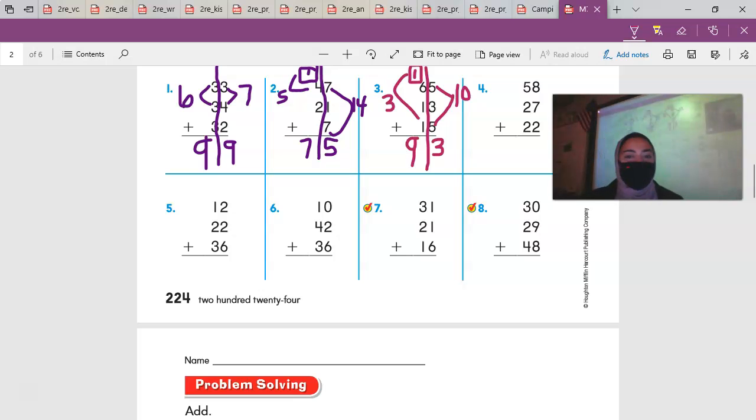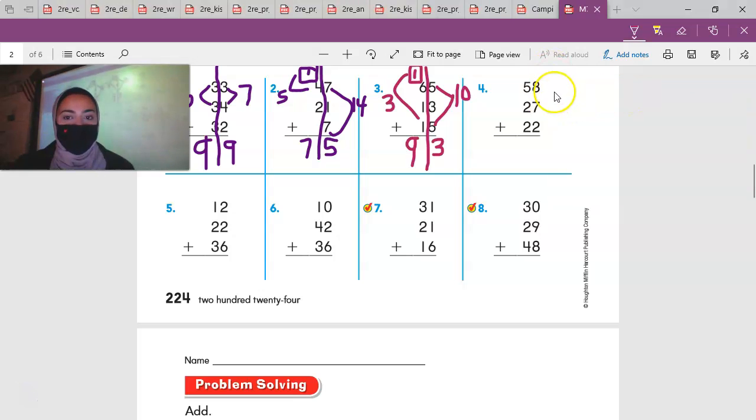Okay, so now I am going to ask you to do number 4, 5, 6, 7, and 8, and then we'll go back and check them in a minute. So let's look at number 4 together. You have to draw the division line, and then we ask ourselves, what is 8 plus 2? Or we can say, what is 8 plus 7? I'm going to say, what's 8 plus 2, because that makes a 10.